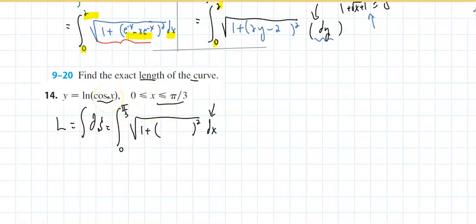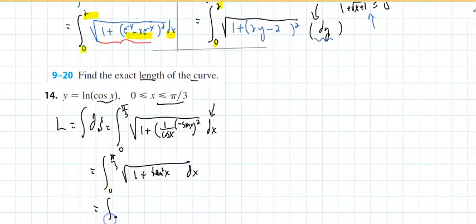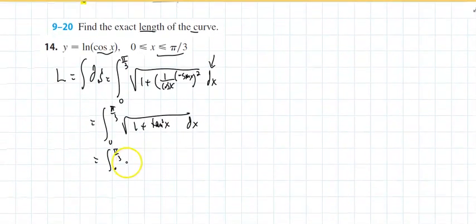And that will be the derivative. What's the derivative of this? Derivative of natural log is 1 over the argument times the derivative of cosine, which is negative the sine of x. So this is actually the integral from 0 to pi over 3 of the square root of 1 plus tan squared of x dx. That is the integral 0 to pi over 3 of, this is secant squared, so this is secant of x dx.